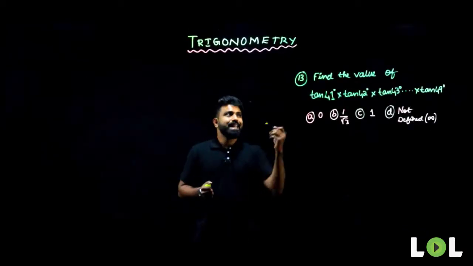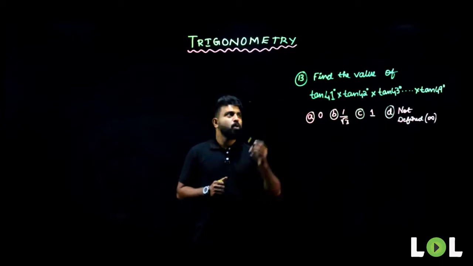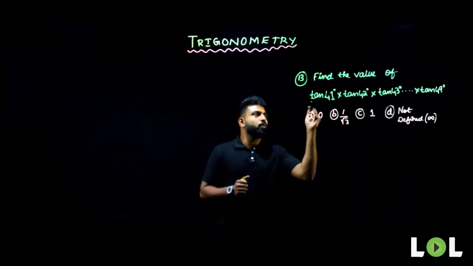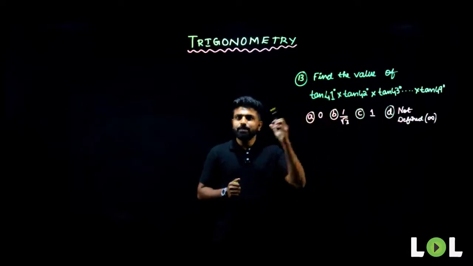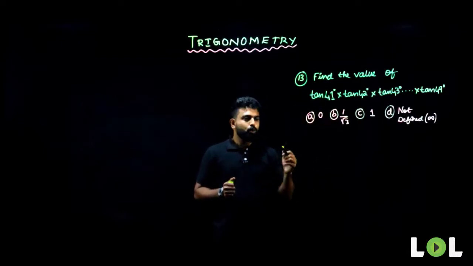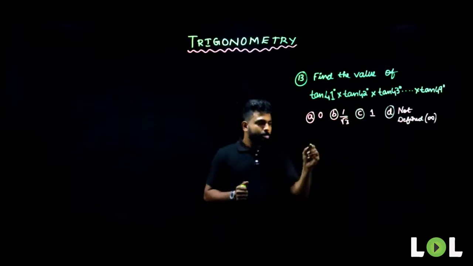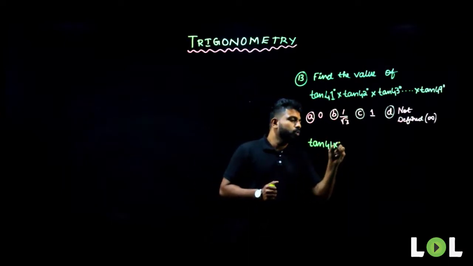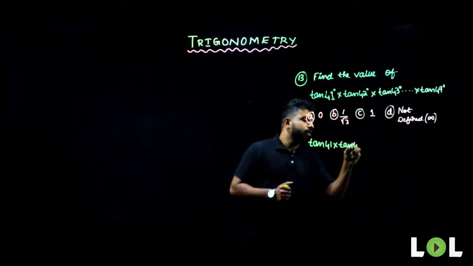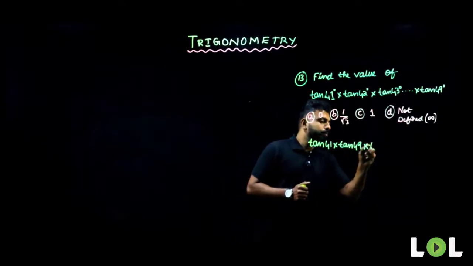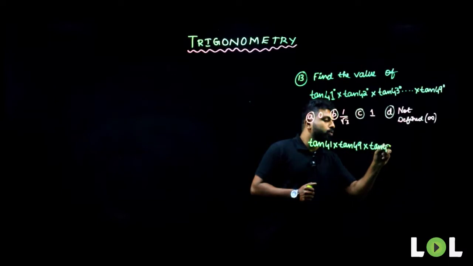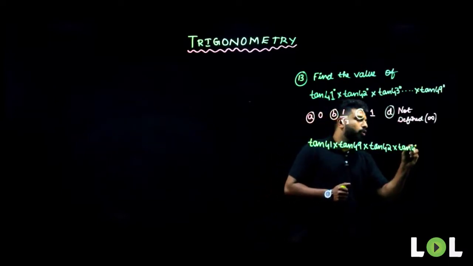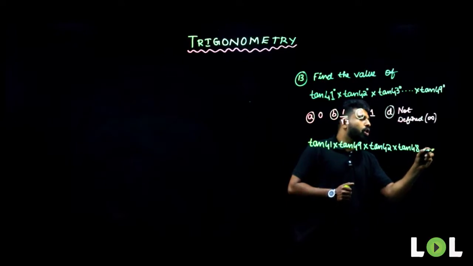So, now let us look at our next question here. What do we have for the next question? They're asking us to find the value of tan 41 into tan 42, and so on. It's very similar to the previous problem. So, quickly let me rearrange. What do I have here? Tan 41 into tan 49 into tan 42 into tan 48 and so on here.